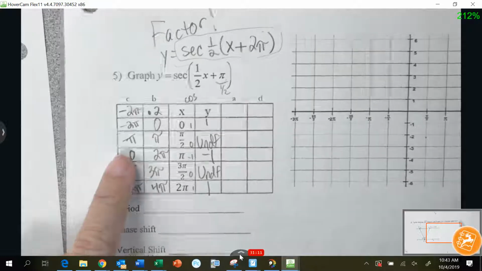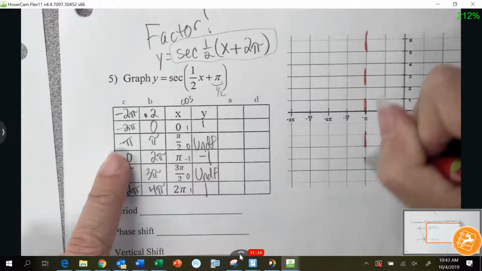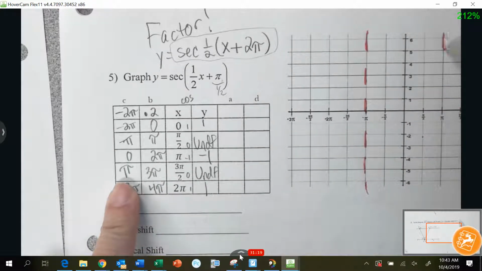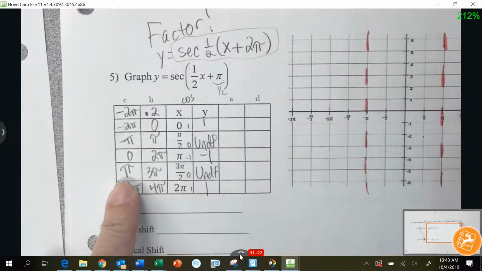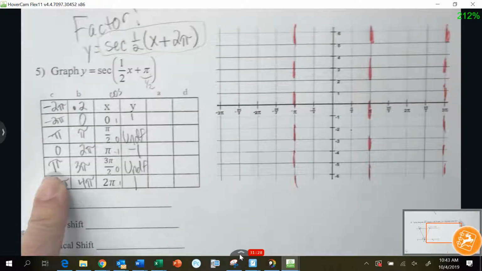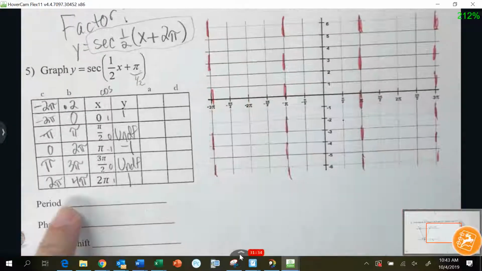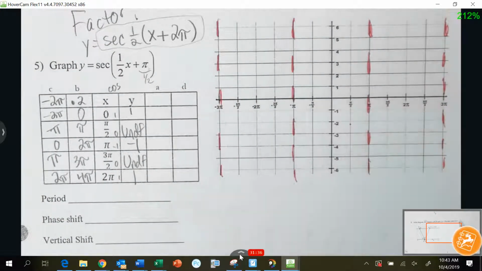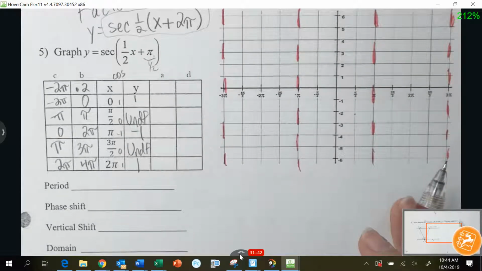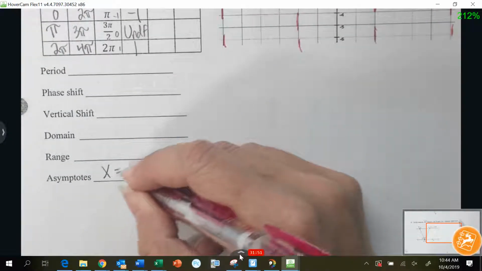So I have my first asymptote at negative pi. And then my next asymptote is at pi. And these asymptotes are 4 blocks apart. So when I go to follow the pattern, 4 units over here. When I go to write the equation of the asymptotes, what is my first asymptote that is not negative? Start at pi. Say x equals pi.